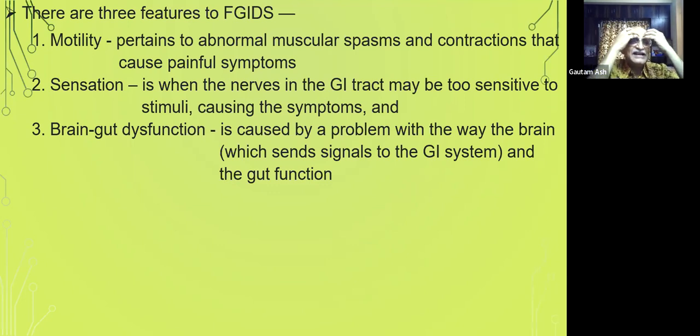Actually, the brain is getting the signals from the gut. Accordingly, the brain will be directing the nerves to take action, either to increase the motility of the intestine or reduce the motility of the intestine. So this is called brain-gut dysfunction.